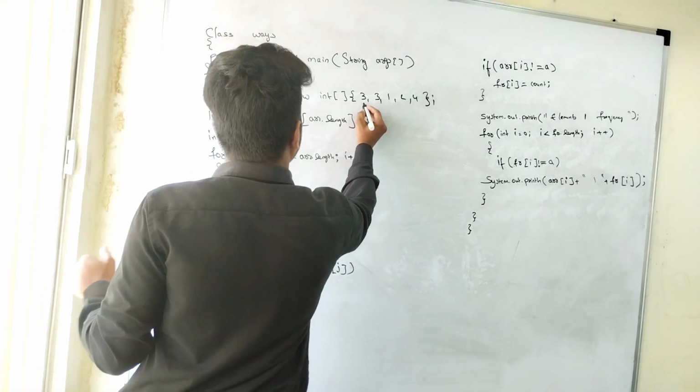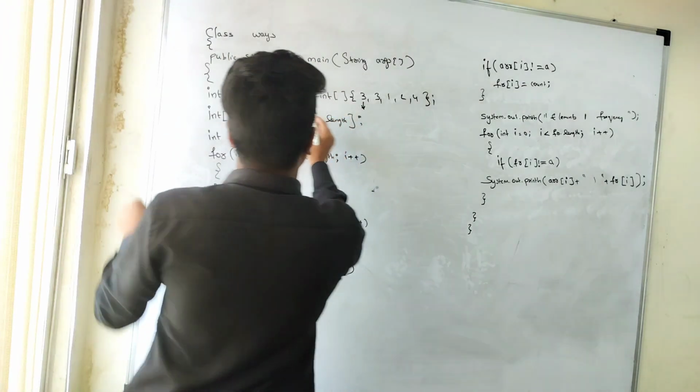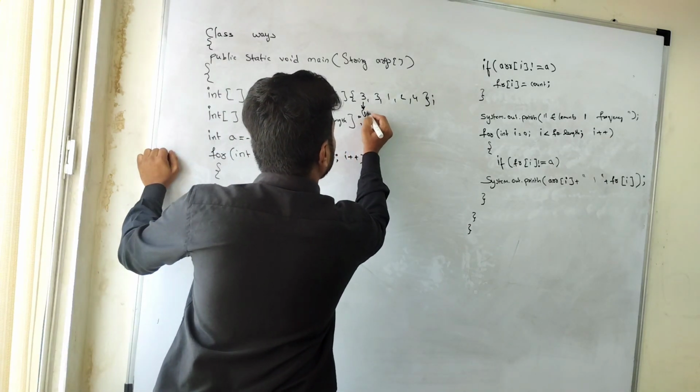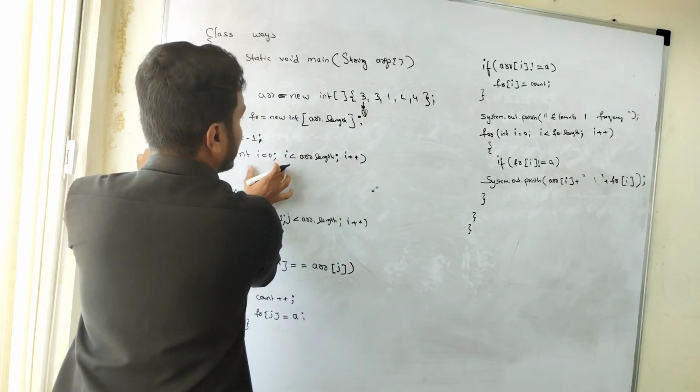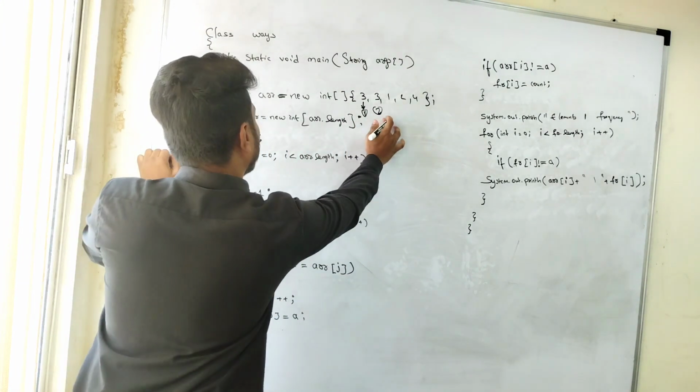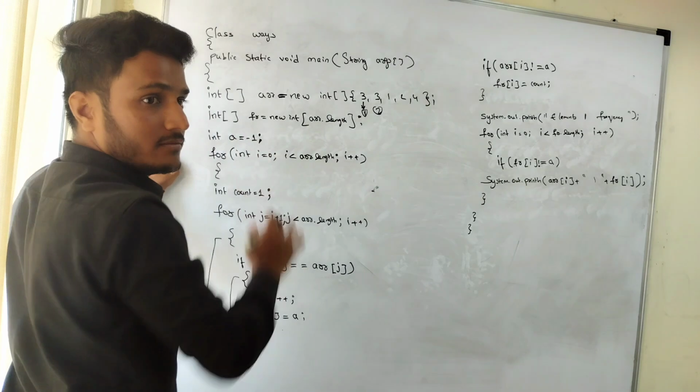Whenever the elements are repeated, for the first time iteration, it is the first element. For the first time, it is first. For the second time, it is second. That time, we are replacing with -1. Okay.